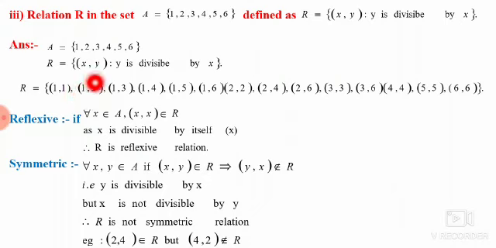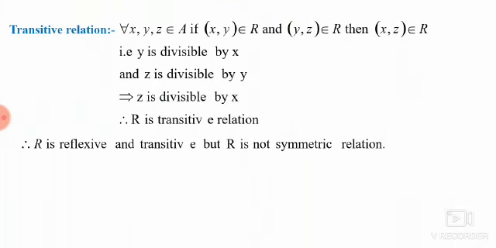If I take (1,2) belongs to R, and another ordered pair (2,4) belongs to R, then the third ordered pair, which is nothing but (1,4), is also there in the same relation. That's why this relation R is called transitive. If I select any two ordered pairs, the resulting new ordered pair is also there in this relation. That is, y is divisible by x and z is also divisible by y, then obviously z is also divisible by x. Therefore R is a transitive relation.